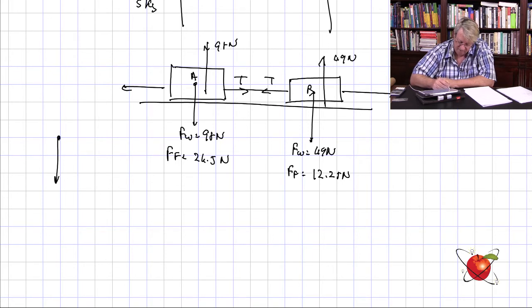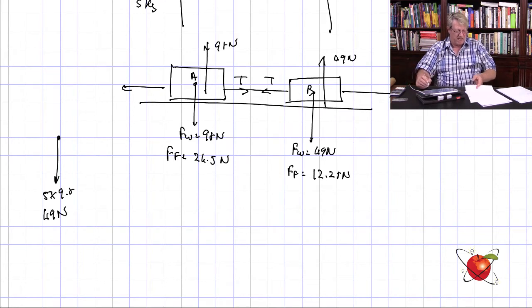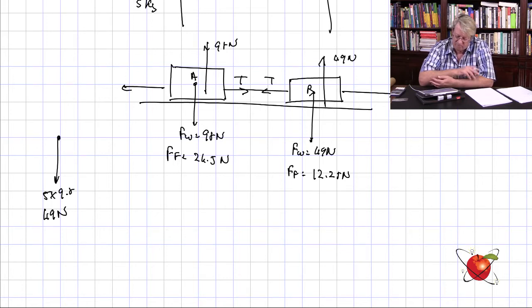That is 5 times 9.8, and that's going to be 49. So we've got 49 newtons acting down on that side there. Now, the question they're asking us is this: if the 5 kilos is placed at C, calculate the mass that needs to be placed at D to keep the masses A and B on the table.